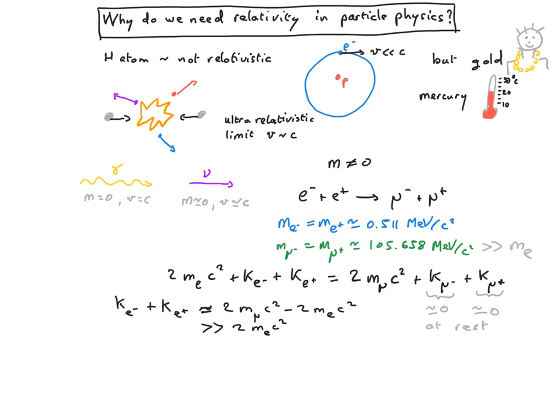This implies that the electron and positron are ultra-relativistic. Indeed, their kinetic energy K is orders of magnitude greater than their mass energy mc squared. This is often the case due to the large difference of masses between particles.